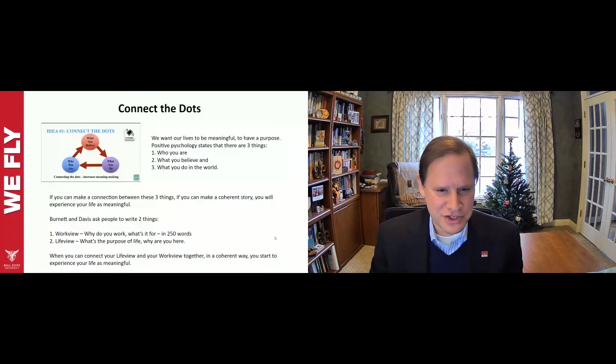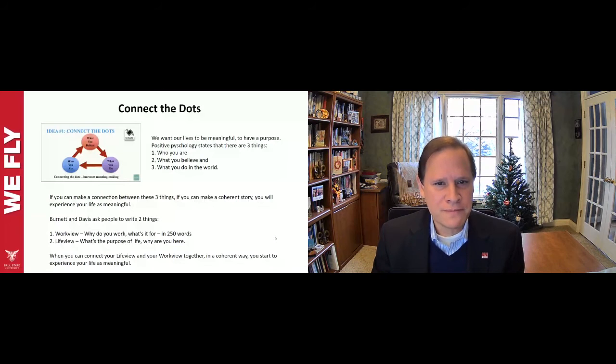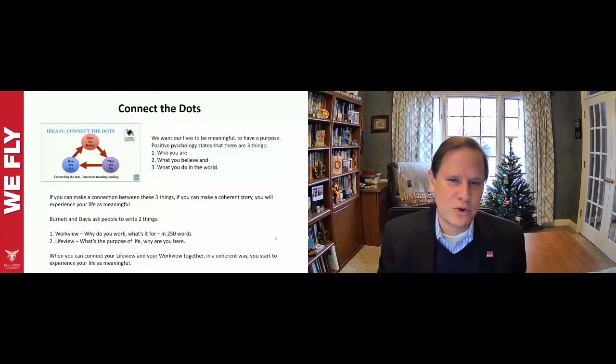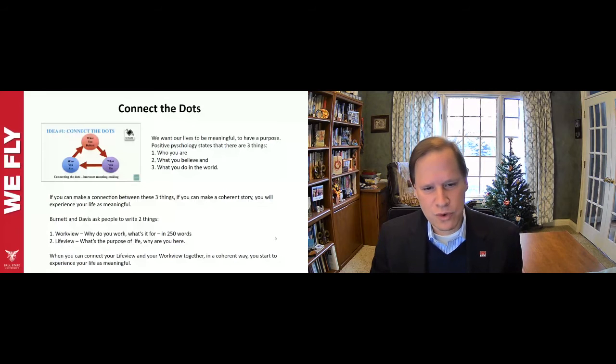So positive psychologists have done a lot of research over the last couple of decades, and they've discovered that in terms of feeling a sense of happiness and contentment, feeling meaning and purpose and joy in our lives, there are three things that we have to have aligned. We have to have aligned who we are, what we believe, and what we do in the world. And when you can create connections between those three things, when you can create a coherent story for yourself that represents the path and alignment that you want to go down with who you are, what you believe, and what you want to do in the world, then you're going to experience your life as meaningful, as rewarding, and as joyful. So how do you do that?